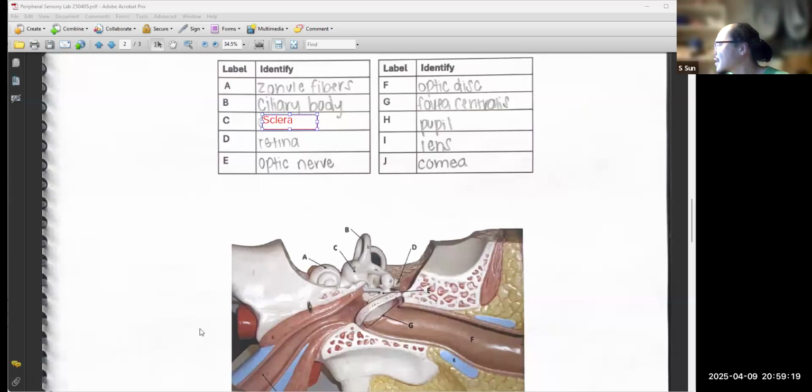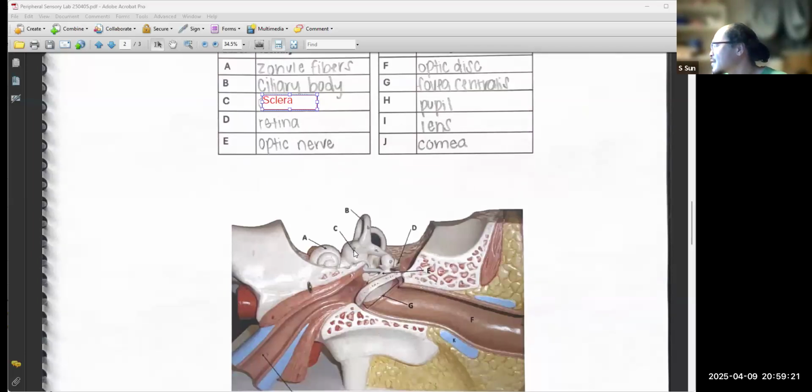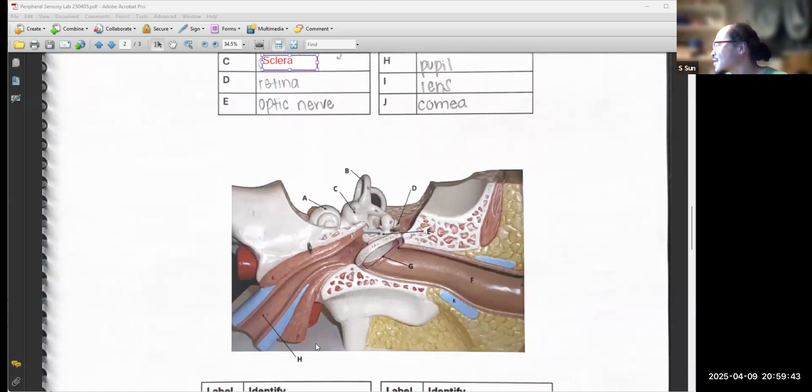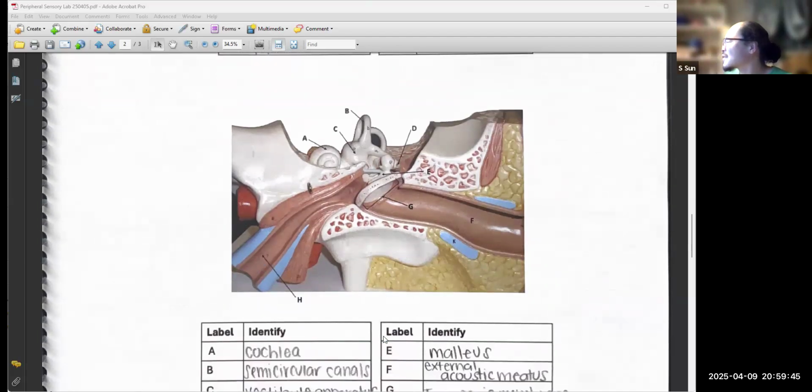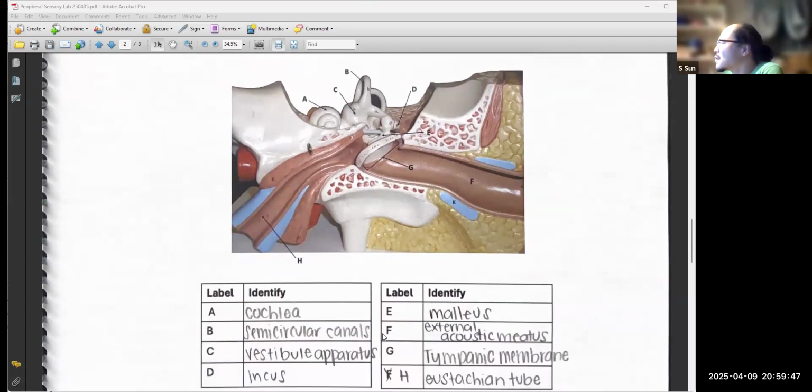All right, so that's this one here. So here we have A, cochlea, B, semicircular canal, C, vestibular apparatus, D, E are those bones, and F is that membrane. So where is it? Then G, and then H. So let's answer this one.